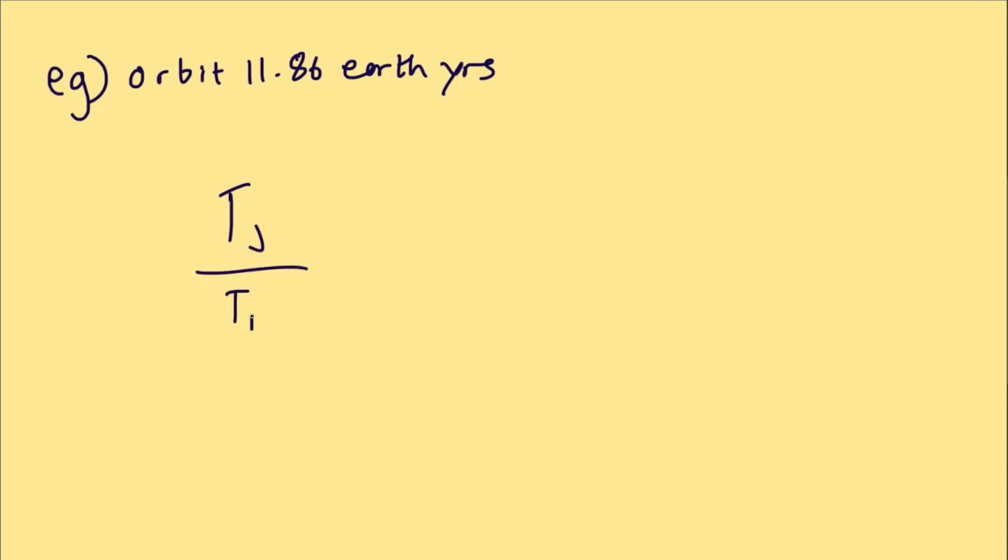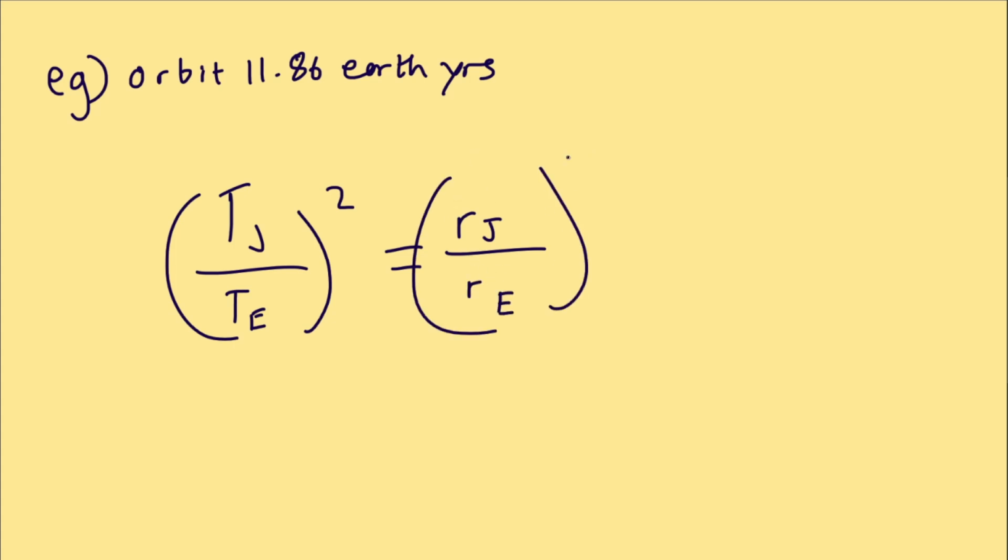Let's find Jupiter. So if you Google it, Jupiter's orbit is 11.86 Earth years. Let's find its distance from the sun with Earth as a reference. So the time of Jupiter divided by the time of Earth, squared, is equal to the orbital radius of Jupiter divided by the orbital radius of Earth, cubed. You get this as 11.86 squared equals the orbital radius of Jupiter cubed.